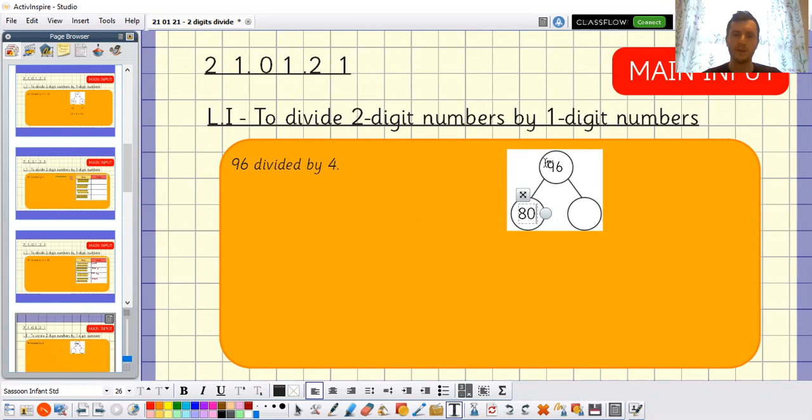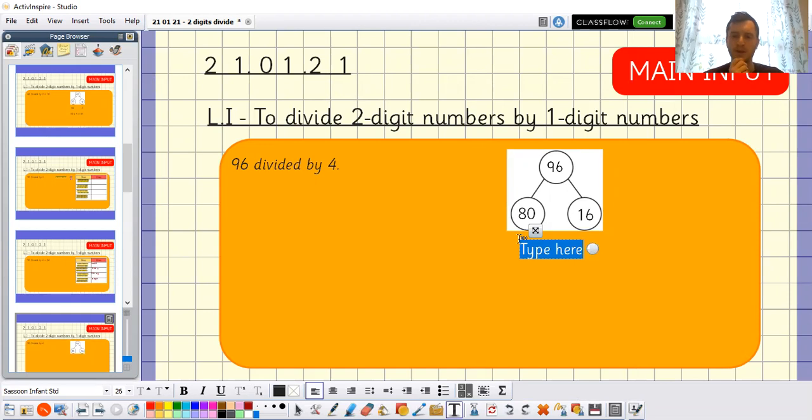If 80 is one of my parts, what's the other part? 80 plus what gives me 96? 80 plus 16 gives me 96. And I know that one is also divisible by 4. So great, that's going to work. So I divide both of them by 4. I'm dividing by 4 because in our question it says 96 divided by 4.